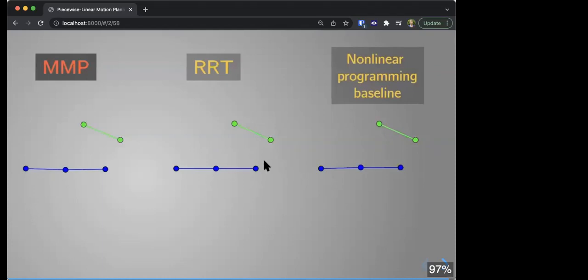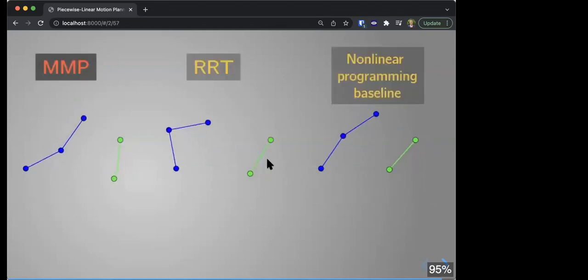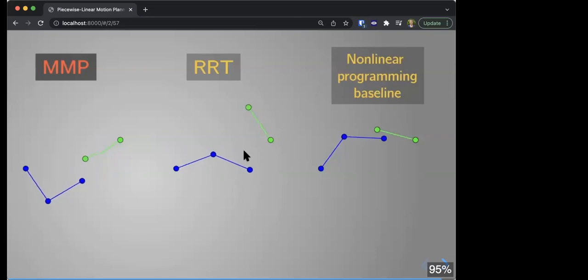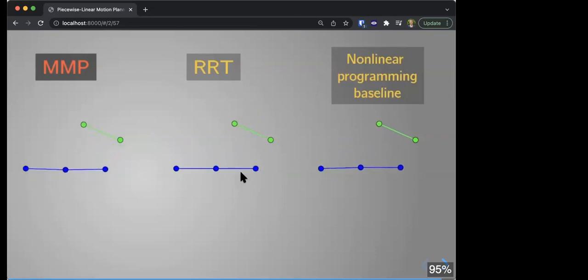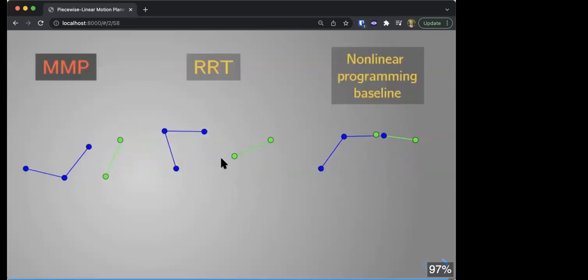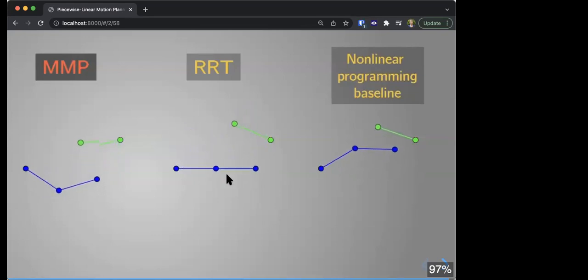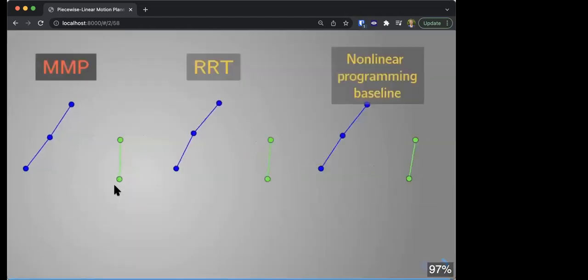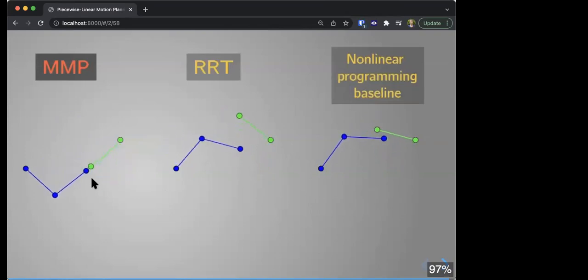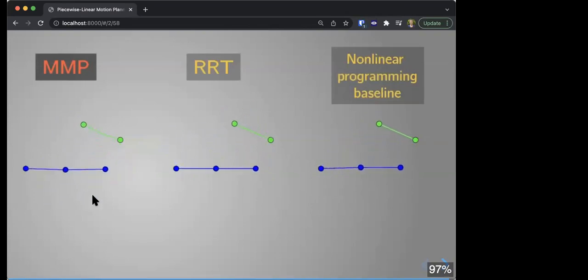Now let's compare MMP and RRT. Let me play this again and focus on RRT this time. You can see that RRT does an unnecessary recoil at the beginning, this blue arm. It does this unnecessary recoil, but it succeeds in finding a feasible path. Now if you look at MMP, it's much better behaved, and it's this regularization, the included regularization, or regularization by design, that makes the path much more well behaved.